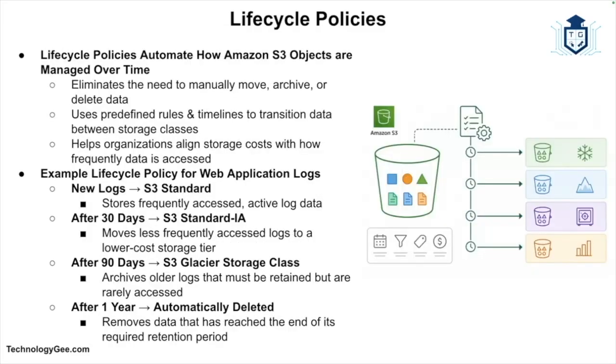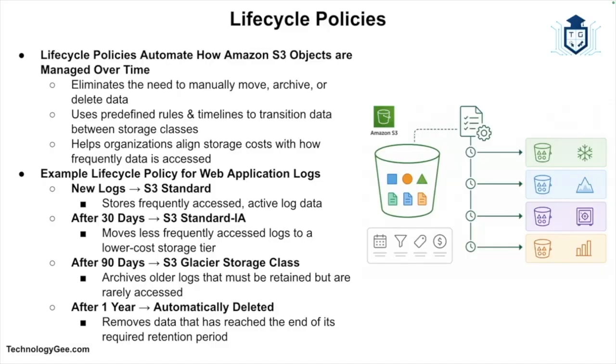And speaking of lifecycle policies, well, these are one of those features that separates beginners from professionals. So instead of manually moving data around, you tell AWS that after 30 days, move this to cheaper storage. After 1 year, archive it. And guess what? AWS will do it automatically.